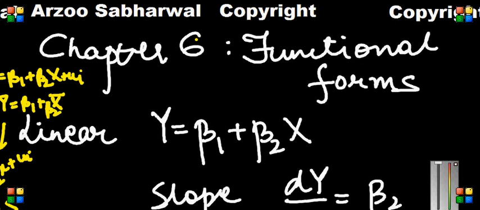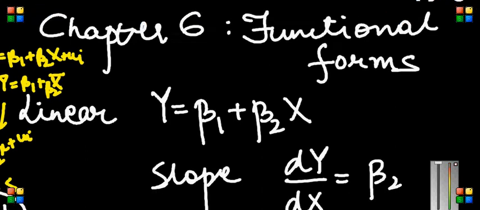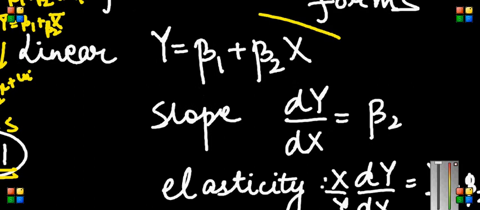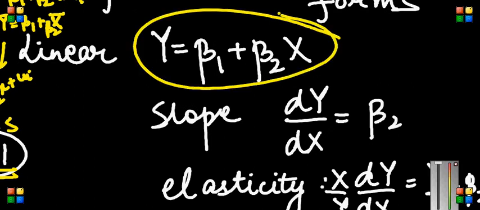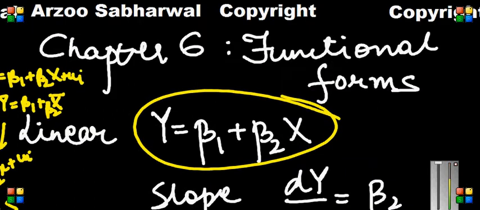Okay, so now chapter 6 basically focuses on the different functional forms. The first functional form that you observe is the linear functional form. The form of this linear model is basically y is equal to beta 1 plus beta 2 x.